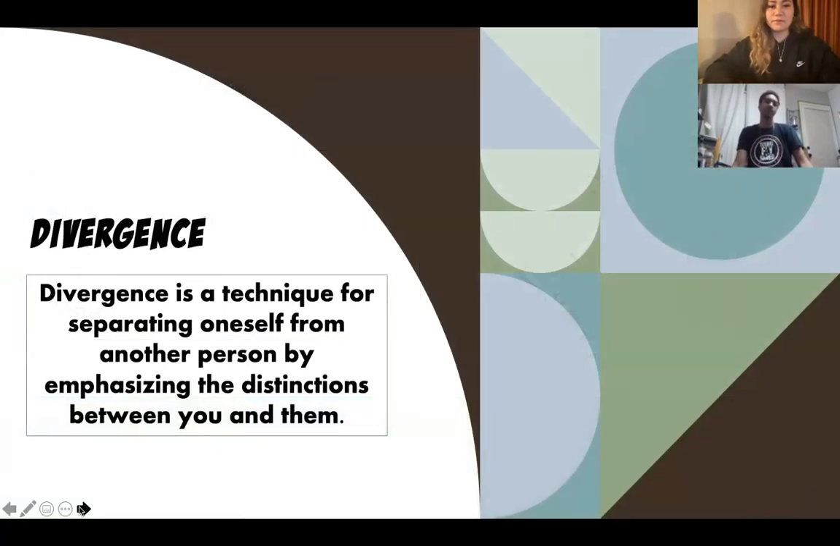So divergence is a technique for separating oneself from another person by emphasizing the distinctions between you and them. This is very different than convergence, because in convergence you are trying to be like the person you're talking to, or be within the same social status, or kind of emulate the person you're talking to. But with divergence, you're really honing in on the differences between you and that person.